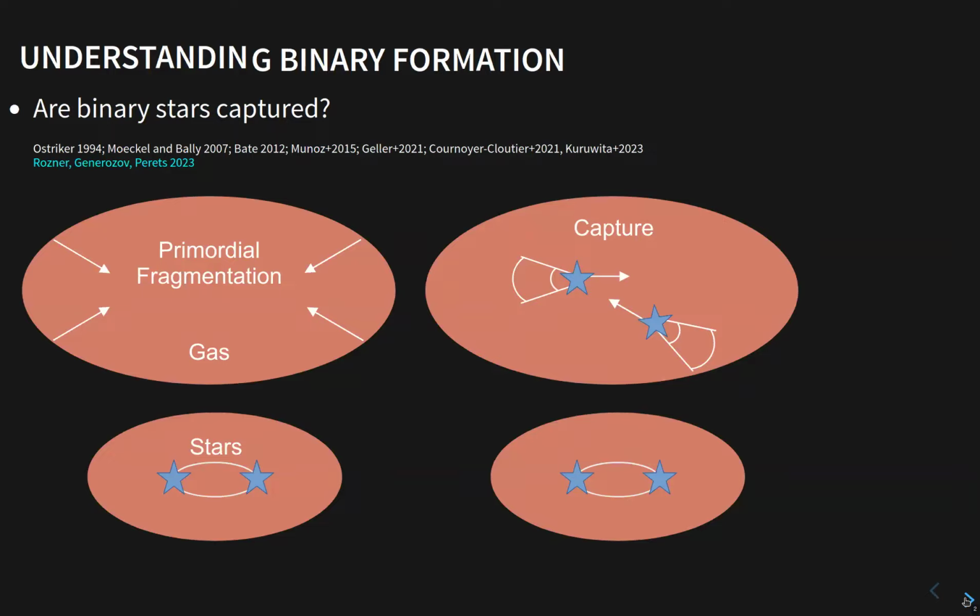Alternatively, you could take two initially unbound stars and bring them into a bound system via some sort of dissipation. There are many flavors of capture in the literature. One scenario I focused on in this paper was thinking about gas dynamical friction, which is illustrated on the right by these cones. So the idea is you have a gas drag that pulls back on these stars and takes energy from the initially unbound orbit. And in this way, in principle, you could take two initially unbound stars and form a bound system. So this was the question, but why is this interesting, right?